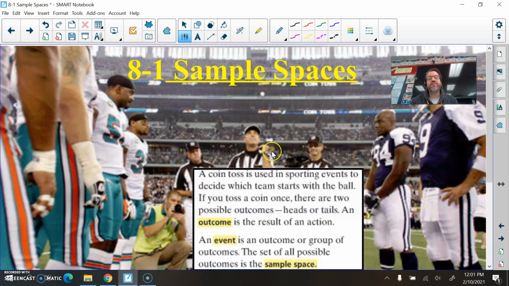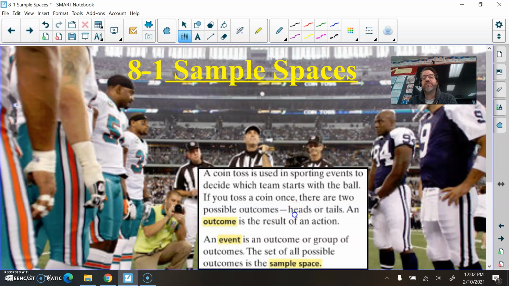All right. So sample spaces. If you think of a football game, a coin toss is used not just in football, but in lots of sporting events to decide which team starts with the ball. So you see here, this ref, he's tossed the coin up in the air. One of these teams' captains has called it in the air. They've either called heads or they've called tails, and they're hoping that they will win the toss. If you toss a coin once, there are two possible outcomes, either heads or else tails. Those are your two possible outcomes, heads or tails.